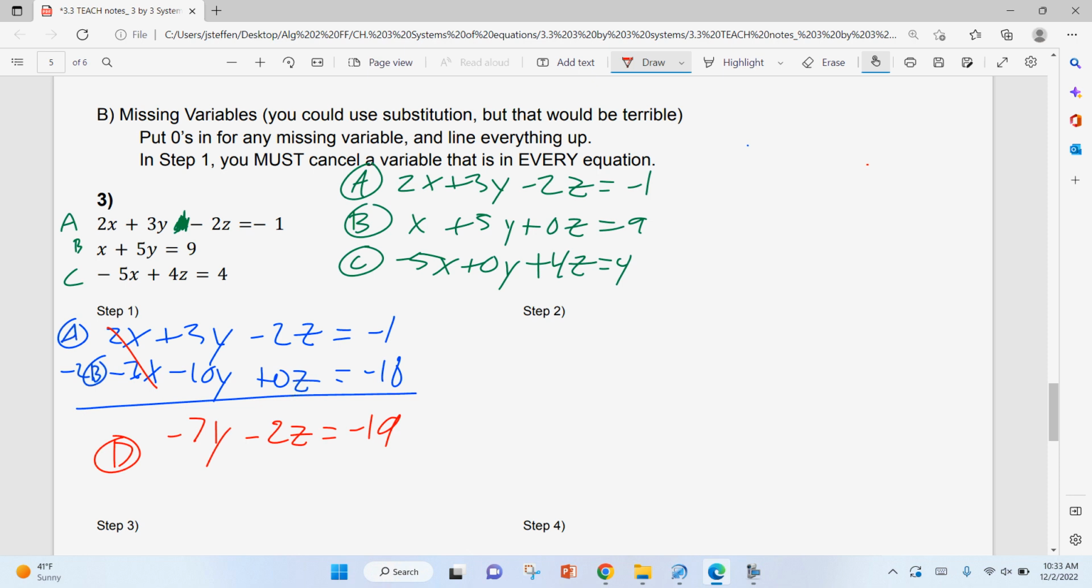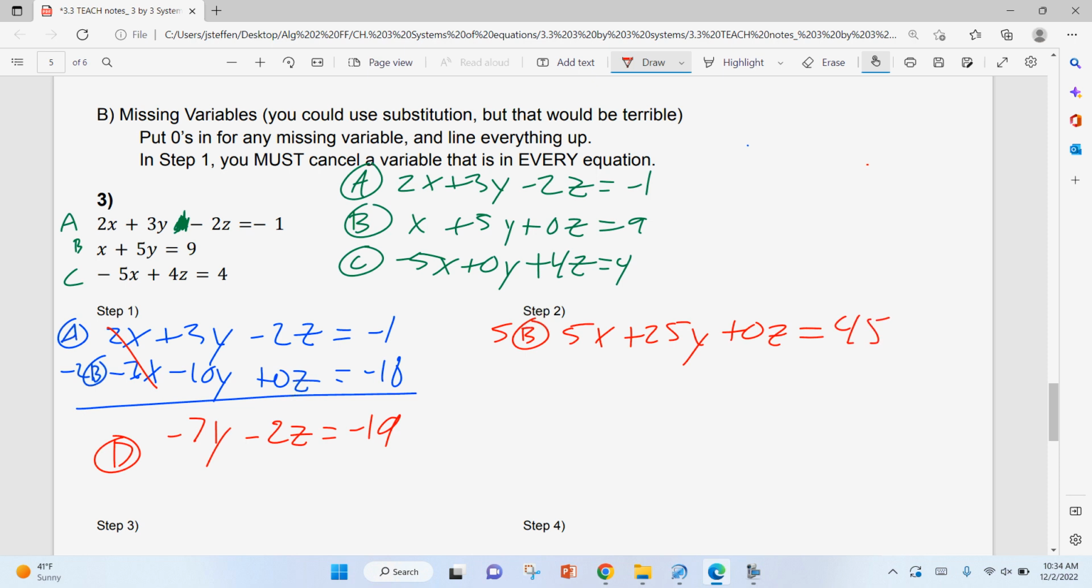I combine my a and b to cancel my x's. So in step 2, I need to use equation C, and I still need to cancel the x's because that's what I did in step 1. So I'm going to use b and c, but that means I need to multiply b by 5. So we have positive 5x plus 25y. 5 times 0 is just 0, so that's still 0. Z is equal to 45.